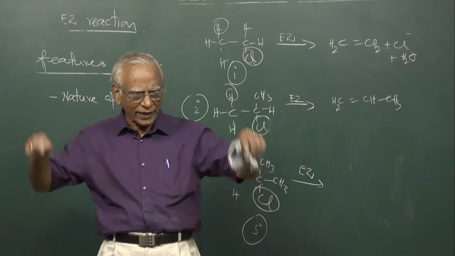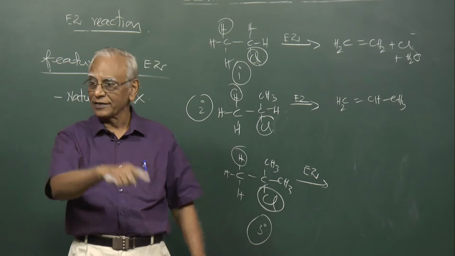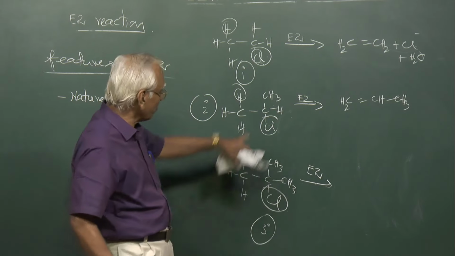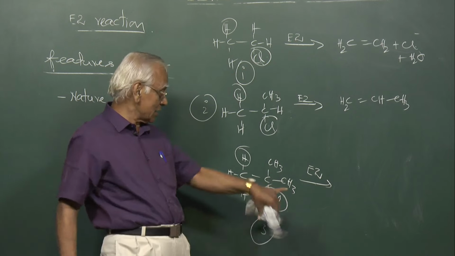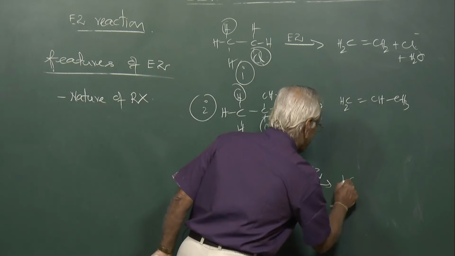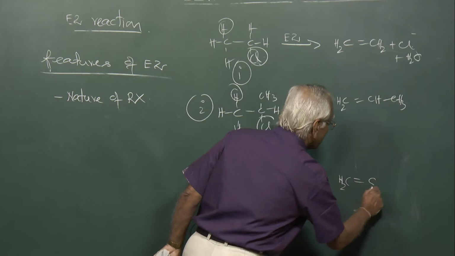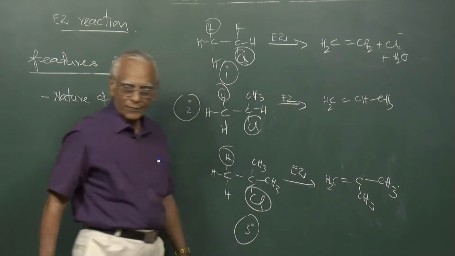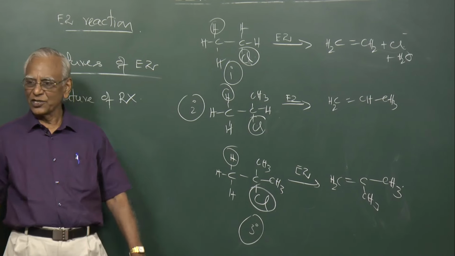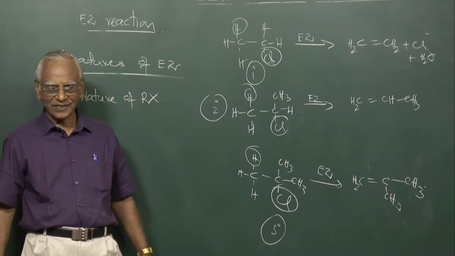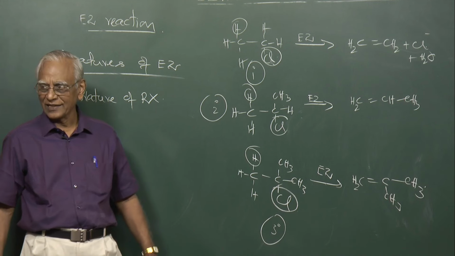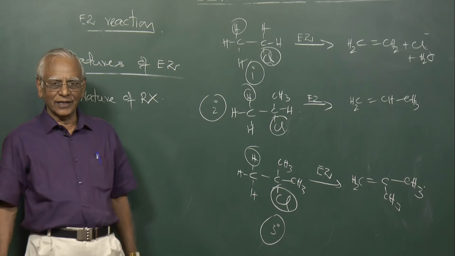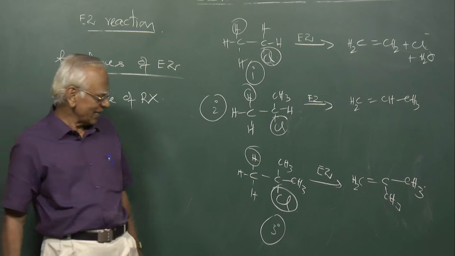Reactions undergoing the same mechanism, you can compare the rate of the reaction. Therefore, it should also be marked here, single step process. And what should be the product now? CH2 double bond C, CH3 and CH3. 2-methyl propene, isobutene. Make a note of it. 2-methyl propene, isobutene at every point.